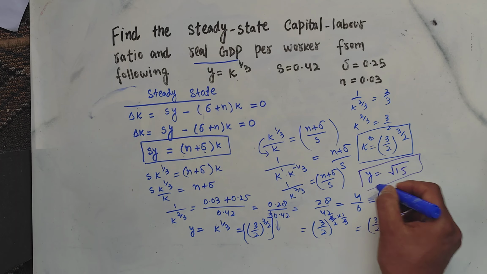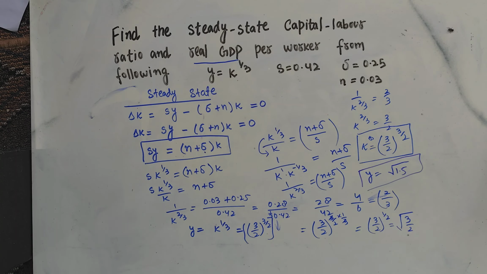Okay, this is how we solve for the steady state capital labor ratio and real GDP per worker.